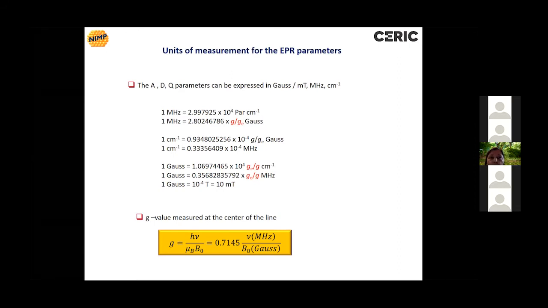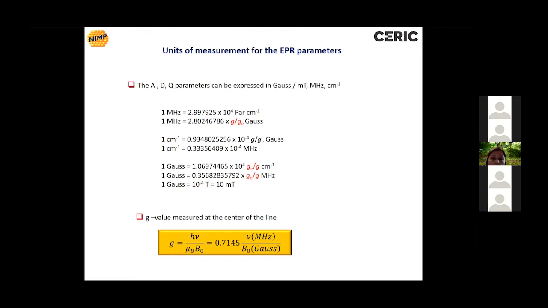some tools, let's say. So what we get from the spectra, we measure the resonance fields. And there is a tendency to express the EPR parameters in magnetic field units, in Gauss or millitesla. But you have to be careful when you transform them into megahertz or reciprocal centimeters, because you can find all three types of units used in the literature.